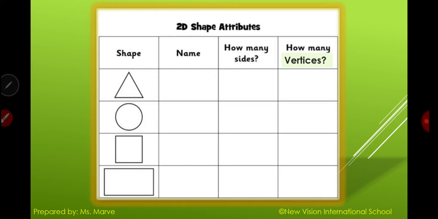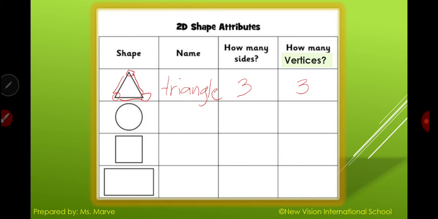The first shape. Can we count how many sides? 1, 2, 3. You can write it here. 3. How many vertices? 1, 2, 3. 3. So what do you think is the name of the shape? Very good. It's a triangle.